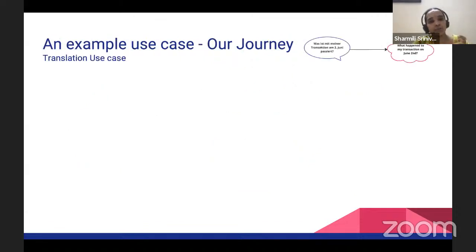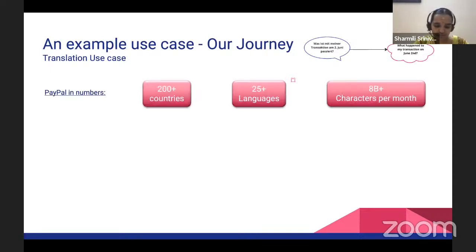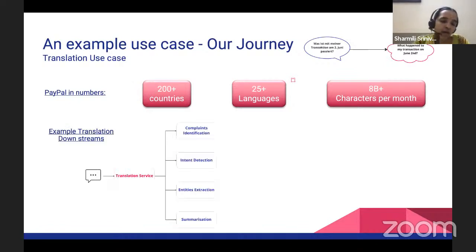Yeah. So coming to the use case, let me introduce the translation use case. We started this use case around H1 of 2022 last year. And when we started, we know PayPal had been using translation at a large scale by that time itself, right? We know PayPal is spread around 200 countries, and we are serving 25 plus languages, right?